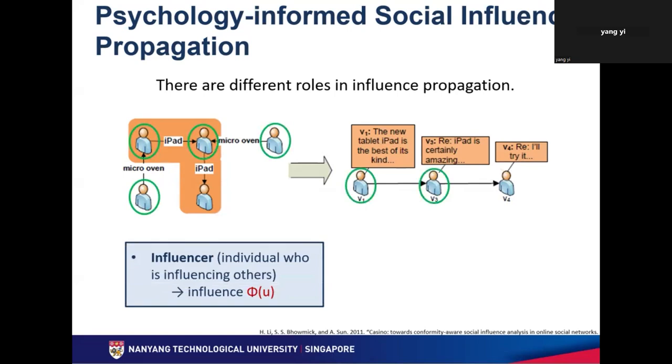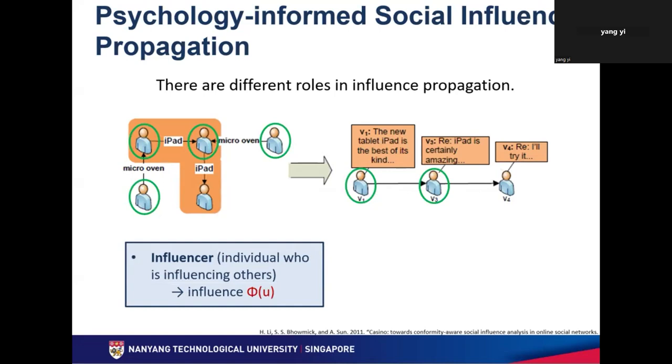they simultaneously act as two actors. For example, V1 and V3 are both influencing others, right? So we can try to quantify how well each will influence the others. This kind of actor, we name it an influencer. That means the individual who is influencing others. We try to use some score function to quantify the degree of its influence as an influencer.